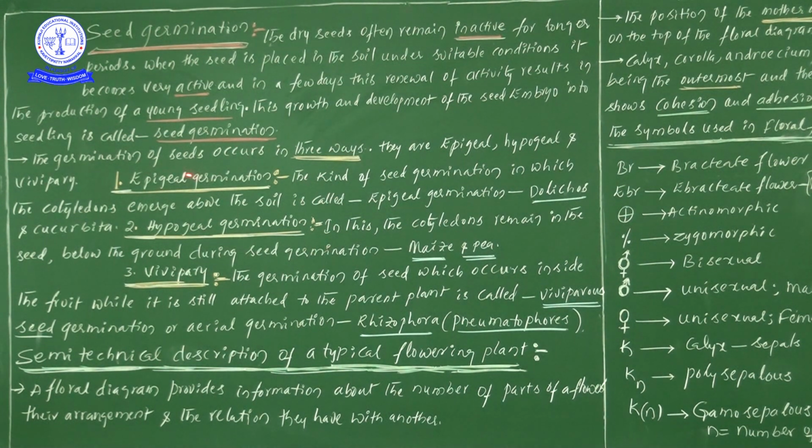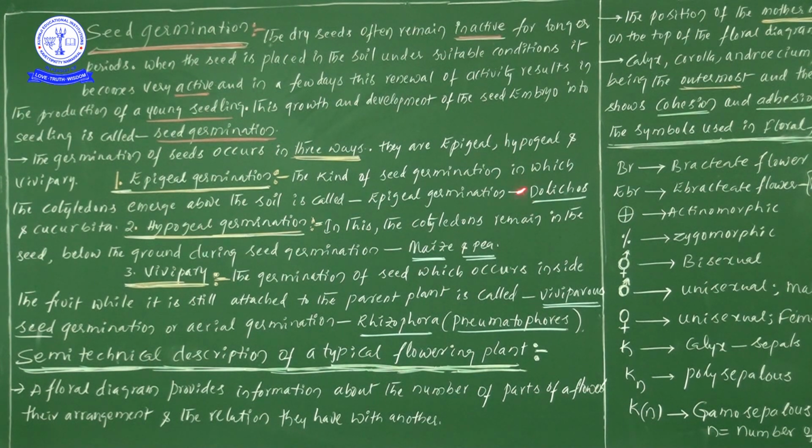Now, the germination of seeds occurs in three ways. There are three ways for the germination of seeds. For our convenience to study the germination of seeds, we have divided them into three types. What are those? First of all, try to learn the types. Later, let us see them one by one.